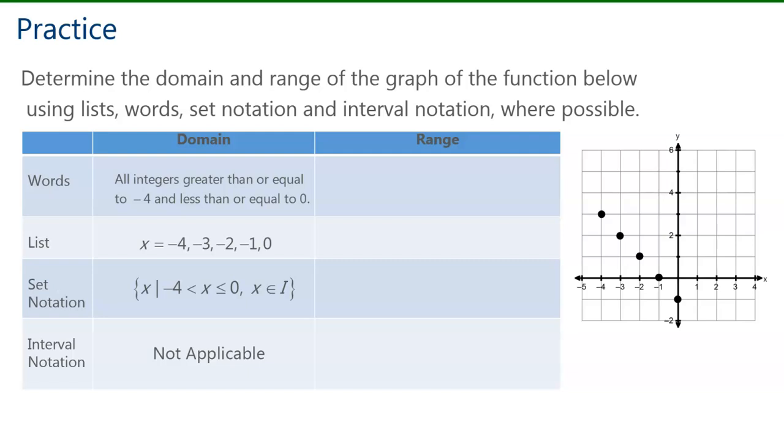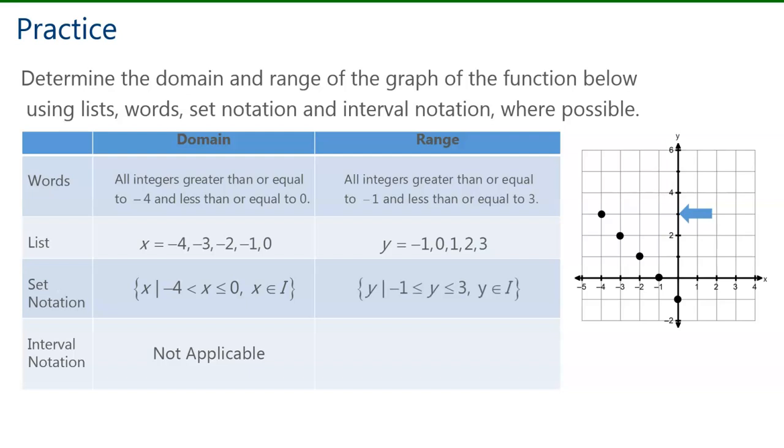Let's do the range. The y numbers stretch from a low of -1, and they go up in increments to 3. So the range is all integers greater than or equal to -1 and less than or equal to 3. We can list them as y equals -1, 0, 1, 2, and 3, all the y coordinates of the points. In set notation, we can write this as y such that y is greater than or equal to -1, and y is less than or equal to 3, where y belongs to the set of integers. And once again, interval notation is not applicable.